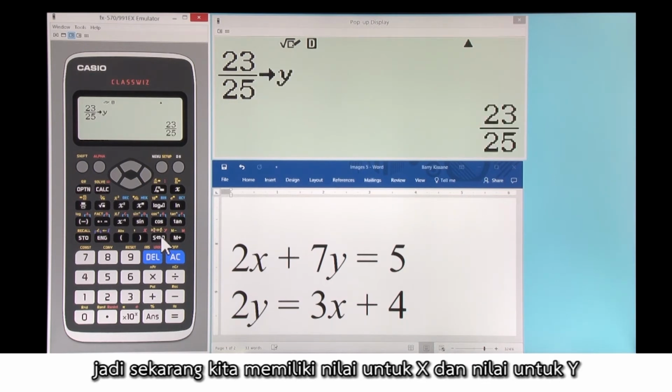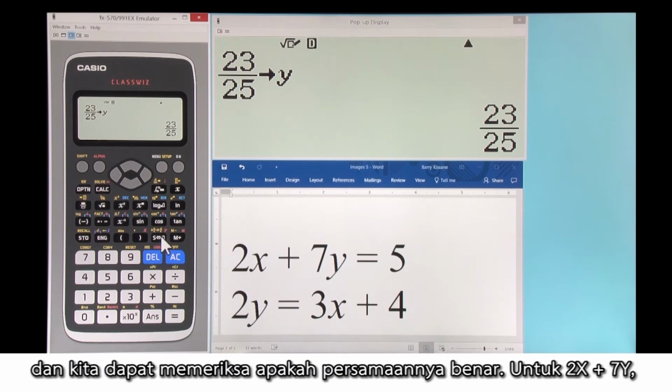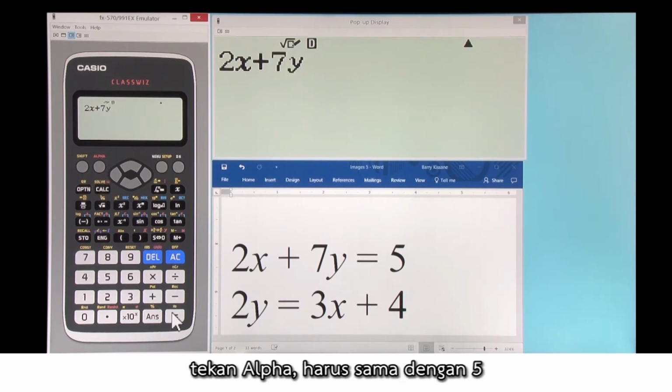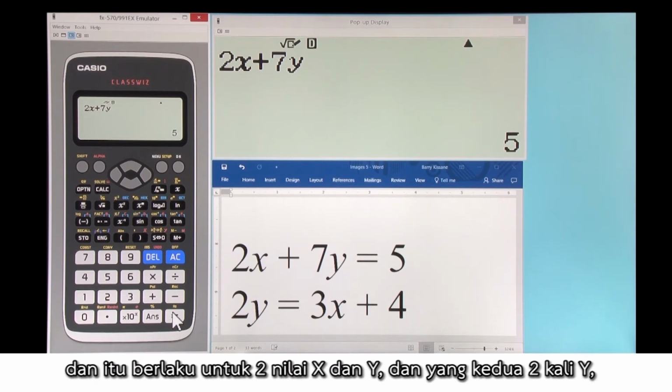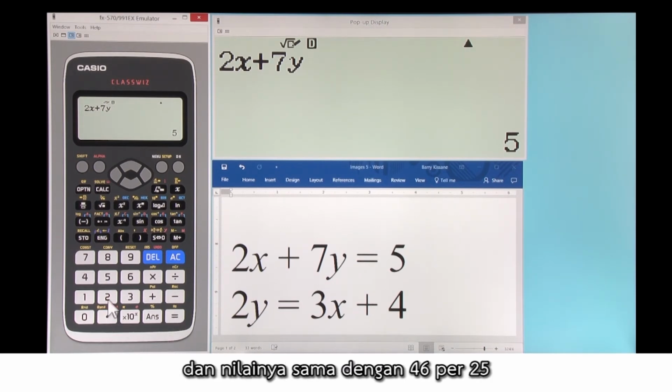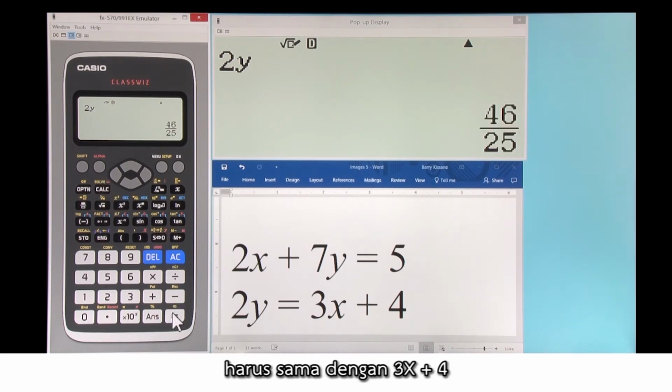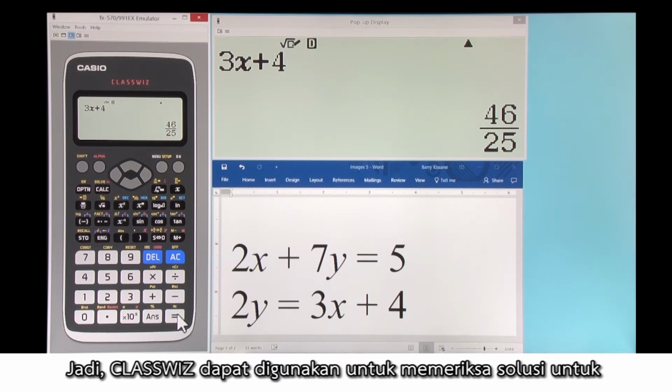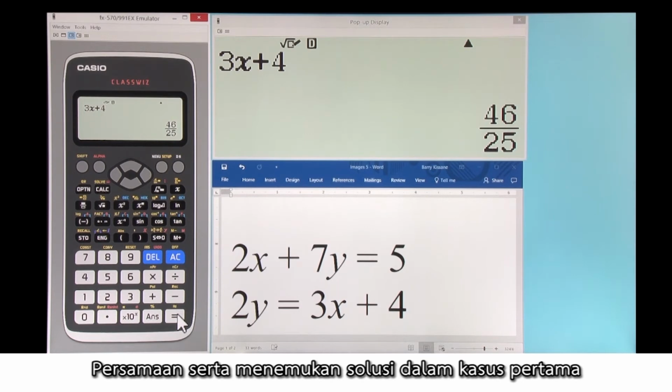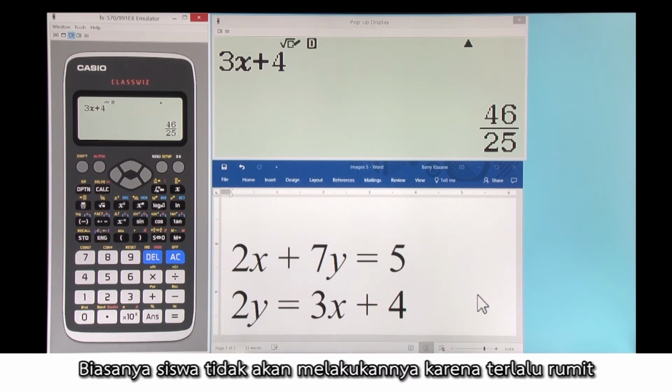So now we have a value for X and a value for Y, and we can check that the equation is correct. 2x add 7y, have to use alpha, should equal 5, and it does for those 2 values of x and y. And secondly, 2 times y, the value is 46 over 25, should be the same as 3x add 4, which it is. So the ClassWiz can be used to check the solutions to the equation as well as to find the solutions in the first case. Normally students wouldn't do that because it's too complicated.